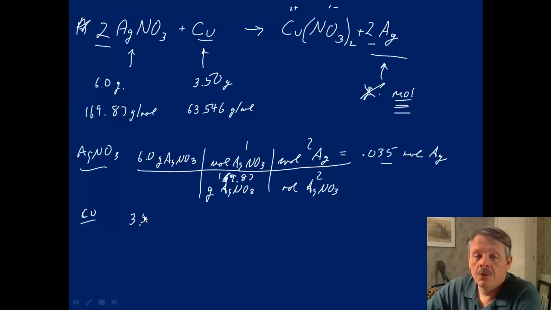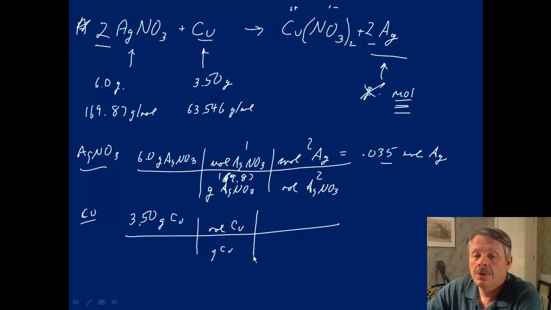Okay, we always start with the information that we're given, which is 3.50 grams of copper. And we have to convert from grams of copper to moles of copper. Now once I have moles of copper, I want to convert to the same thing as the problem above me, which is moles of silver.